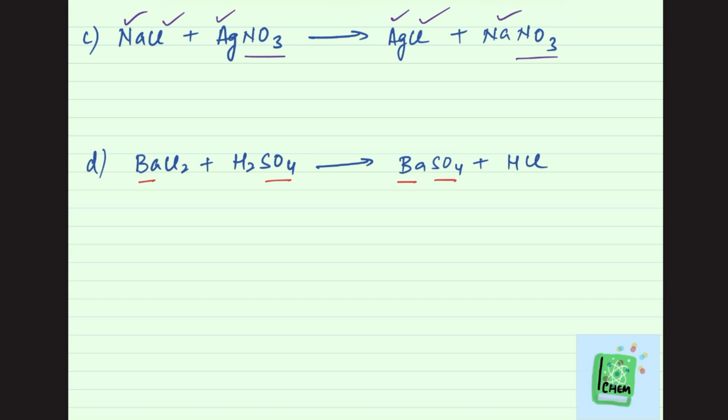Number of hydrogen atoms on reactant side is 2, on product side is 1. Number of chlorine atoms on reactant side is 2, product side is 1. So, to balance the number of hydrogen and chlorine, just multiply the formula of HCl by 2 or write the coefficient 2 before HCl. So, the number of hydrogen and chlorine atoms is also balanced. So, this is the balanced equation.